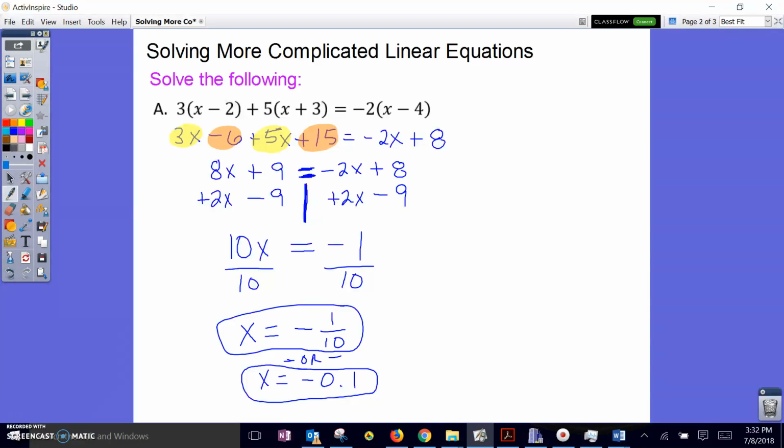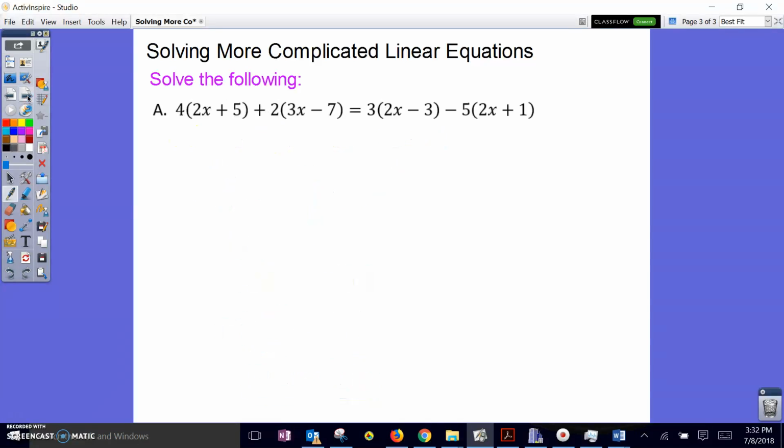Okay. And one more. Oh, super doozy. Parentheses all over the place. Whew. Lots of distributing here. So we're going to take 4 and distribute it through the first set of parentheses. That gives us 8x plus 20. Then we've got a plus 2 that we're going to distribute through the next set. That gives us plus 6x minus 14, 2 times 7.